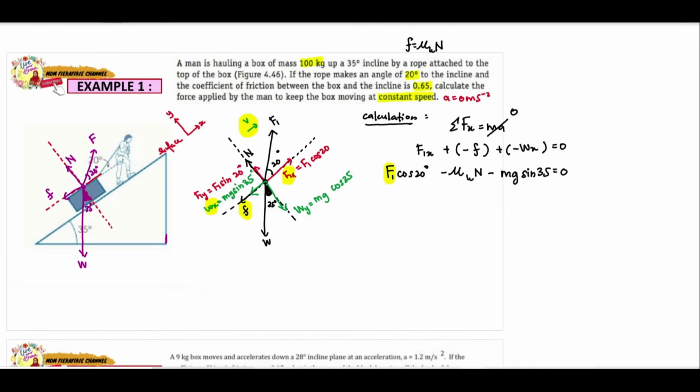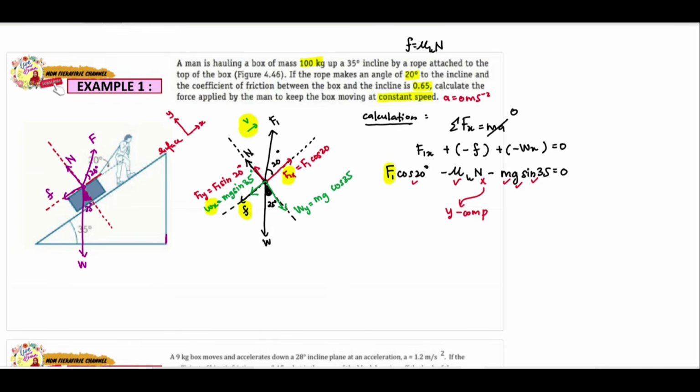So, kita tanya diri kita lah, kita ada tak nilai ni? Ada. Ada tak nilai mu? Ada. Oh, nilai n tiada. Mg ada. Semua ada kecuali n. And then, dari mana kita nak dapatkan n? So, we can get n from Y component. Sebab n duduk dekat Y component. Tengok pada free body diagram kita.